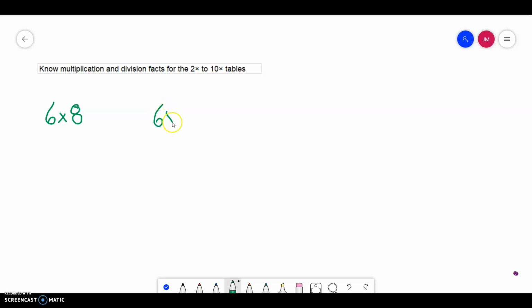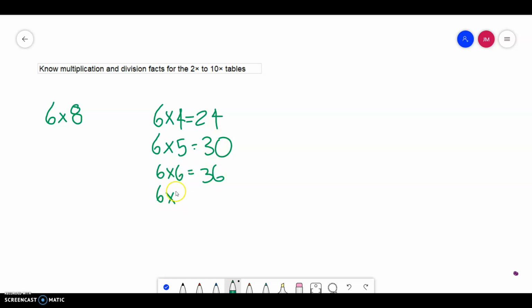For example, do you know 6 times 4? And if you do, then things are going to be good because each answer is going to add by 6. So 6 times 5. What is 24 plus 6? 30. 6 times 6, 36. Continue to add by 6. 6 times 7, add 6 here, 42, which means 6 times 8 has to be 48.